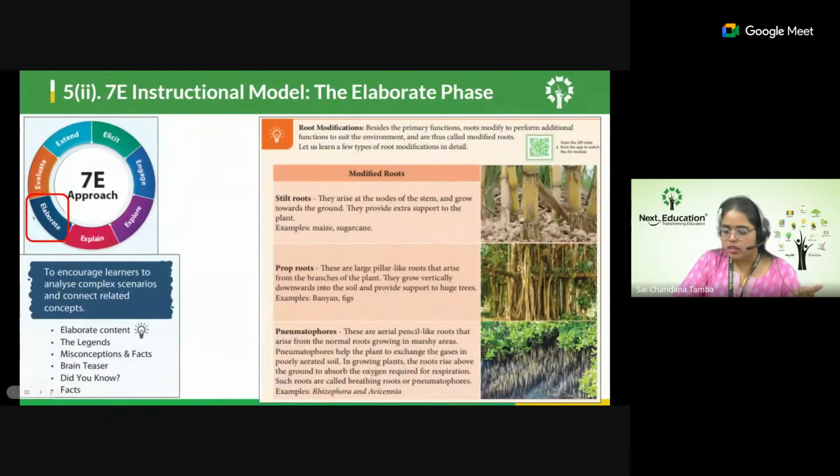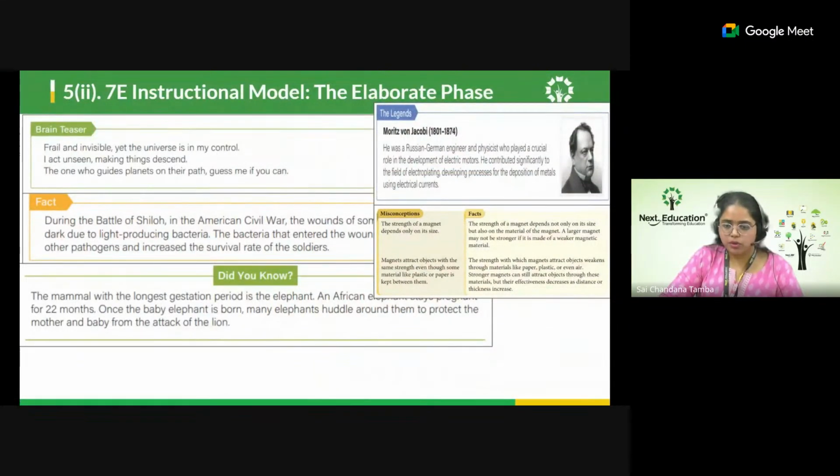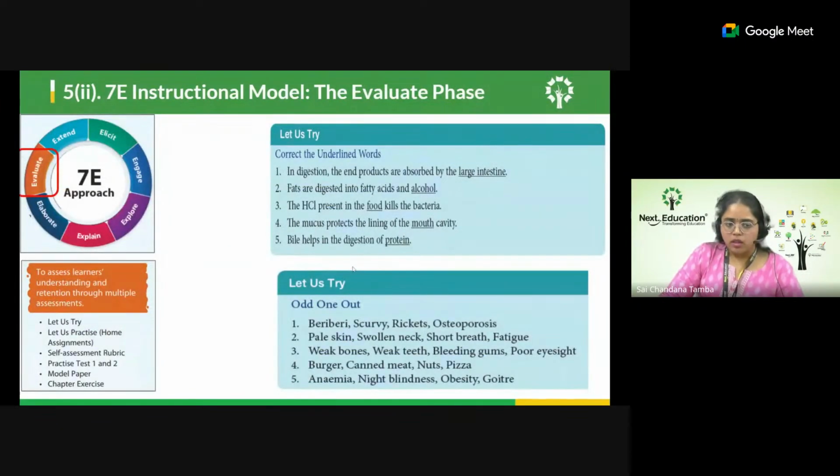And there is Legends, which is all about the prominent scientist who has worked upon that particular concept we are discussing in the chapter. Misconceptions and Facts, because in science you can find n number of misconceptions, and we have given those misconceptions here and also the fact related to it. Then various brain teasers, Did You Know, and in general there are various facts which are given in the chapter. So here there are certain screenshots for you to look at, showing the elements which come under the elaborate section.